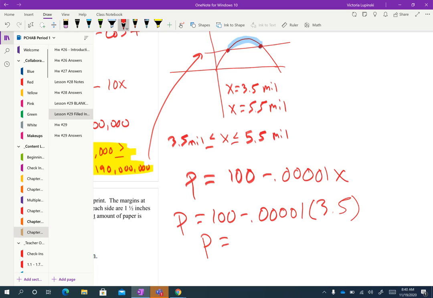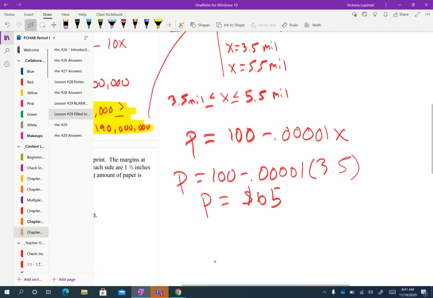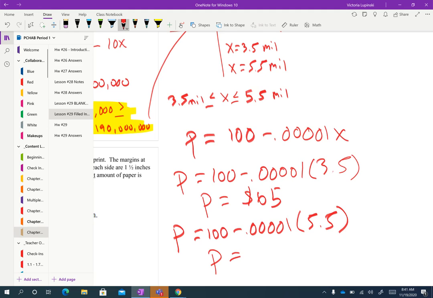And I would actually plug it in with the zeros, or you can just make sure that you interpret it. So 100 minus 0.00001 times 3.5 million. Just double checking on my calculator here. And if you do that, you should go ahead and get $65. If you plug in the second bound, which is 5.5 million, you're going to get 100 minus 0.00001 times 5.5 million. And if you type that in correctly, you're going to get $45.